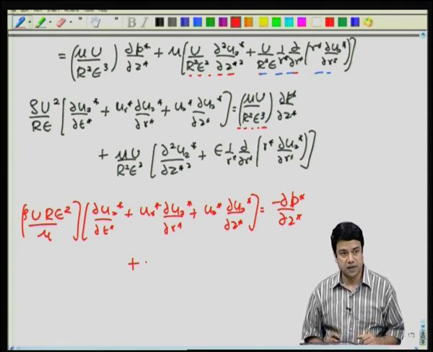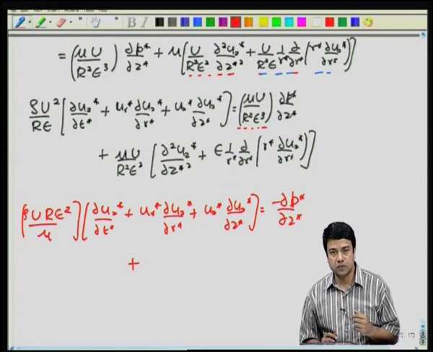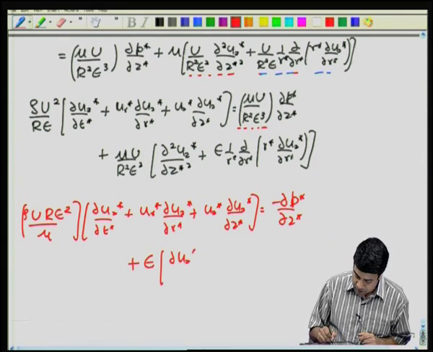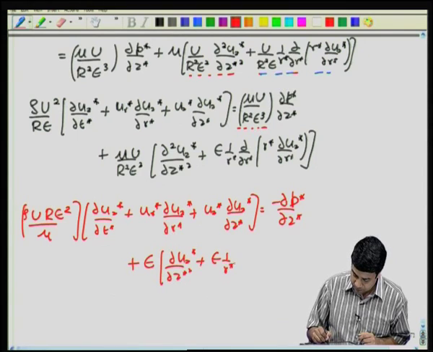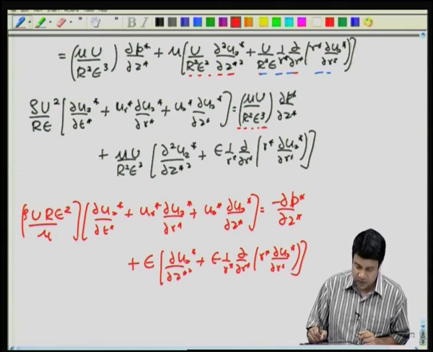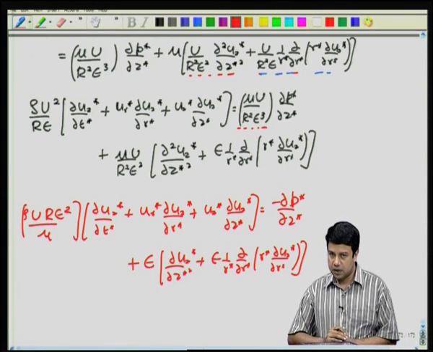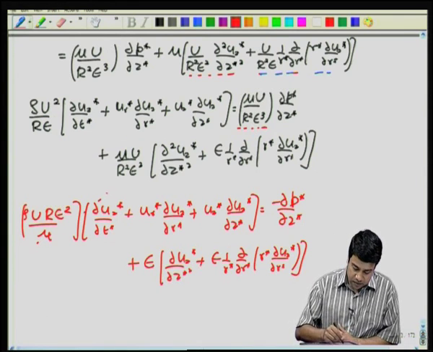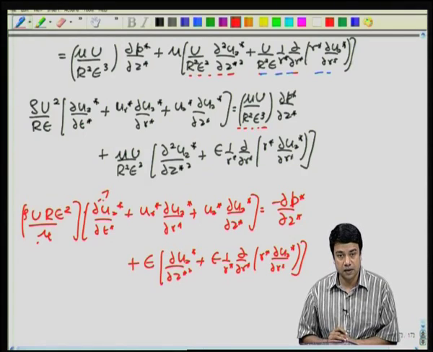The viscous term actually has a factor of epsilon in front of it, because I divided throughout by mu U by R epsilon squared. So, I will get epsilon times partial u z by partial z, in the limit as epsilon goes to 0. You can very easily verify rho U R epsilon squared by mu, this has to go to 0. So, this goes to 0. So, the entire inertial terms can be neglected.